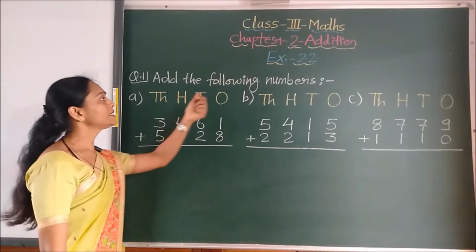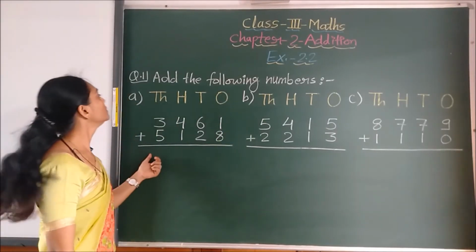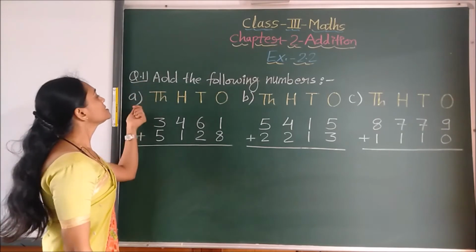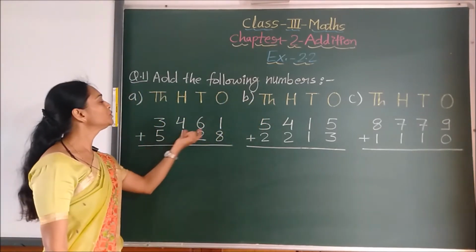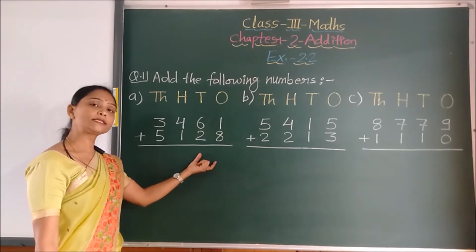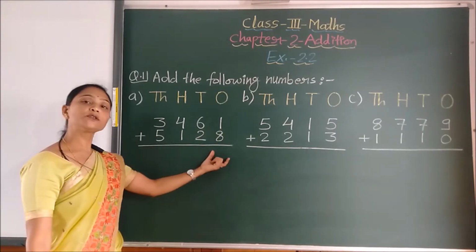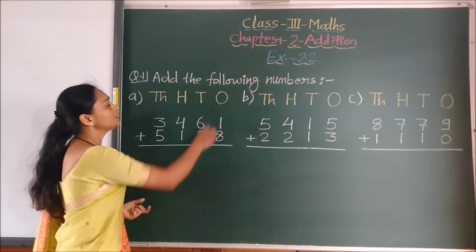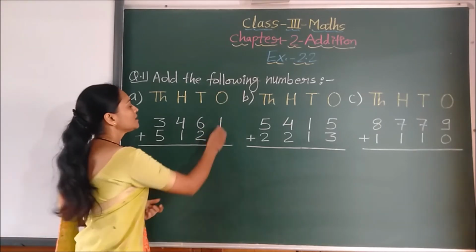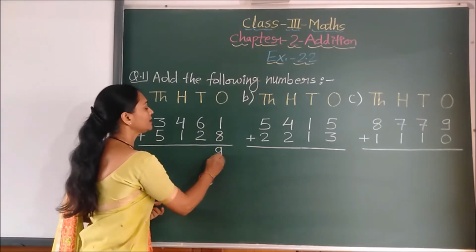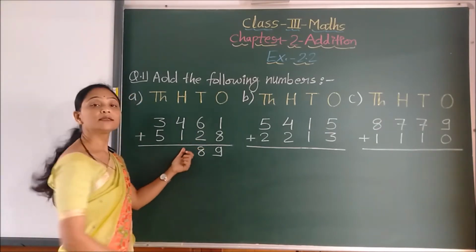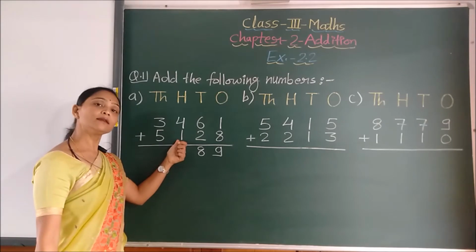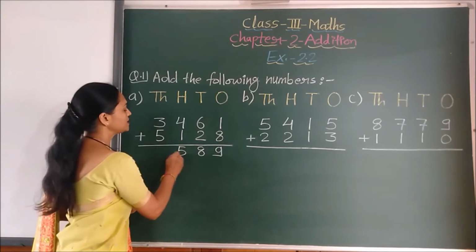So children, now let's see exercise 2.2. In this exercise, same question we are having at the following numbers. Now we have to learn addition of 4-digit numbers. Same way we will do from ones place. 1 plus 8, 9. Then 6 plus 2, how much it is? 8. And then 4 plus 1, 5. So we have to write here 5.